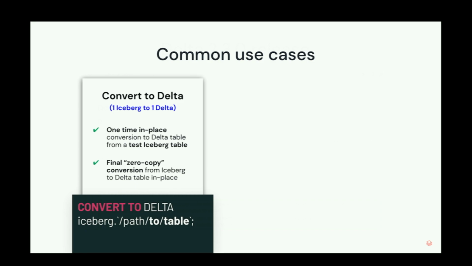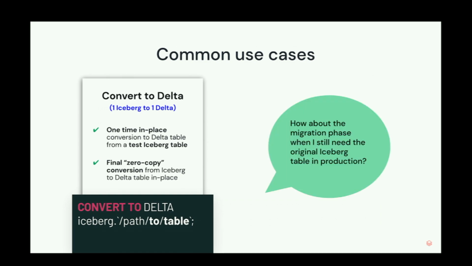The reason I'm talking about the test or the final conversion is that once you use this convert to Delta command, the Iceberg table should not be used in production anymore. So this is the final step, right? And many users then come to us to ask this question: I cannot really achieve my migration all at once. I need a month or 2 months where I might have the Iceberg table still in production. How do I deal with this type of migration period?